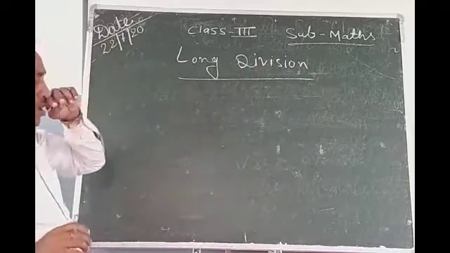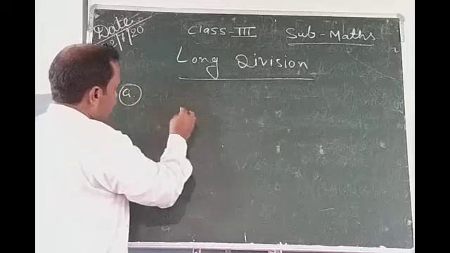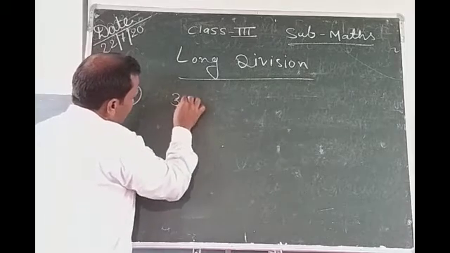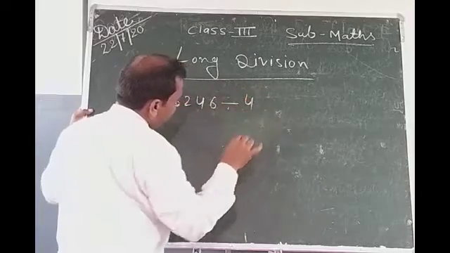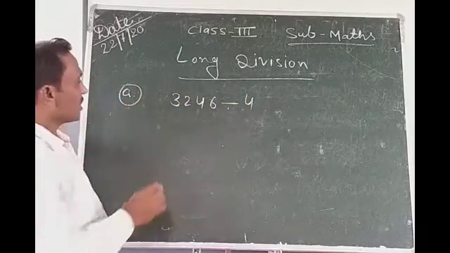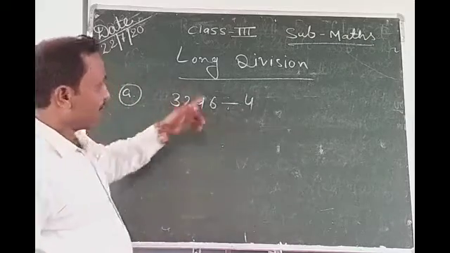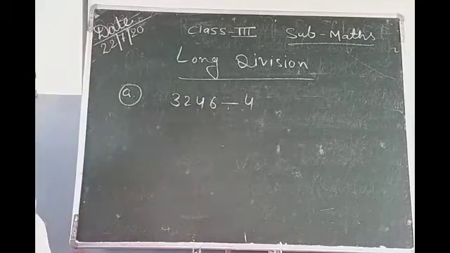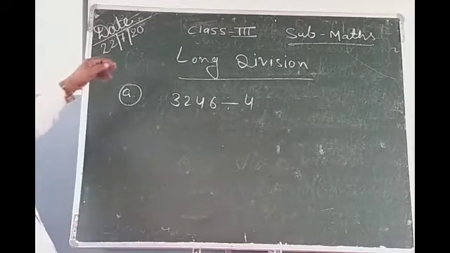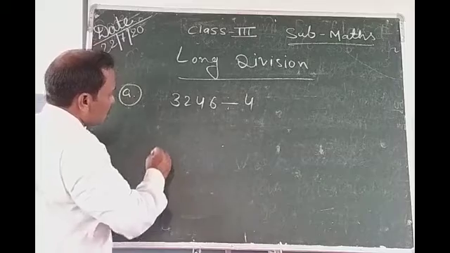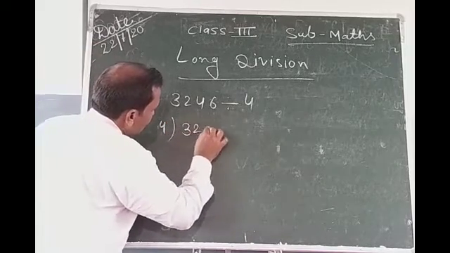First, you see here I have written long division, and today I will first give you one question. Just see here, 3246 divided by 4. Here you are looking, it is a 4-digit number, 3246, divided by 4. So how do you quickly find out the answer? You take the method of long division. So you write first 4, then 3246.